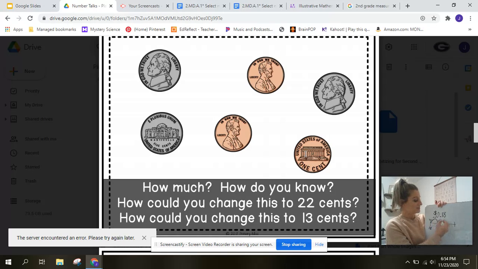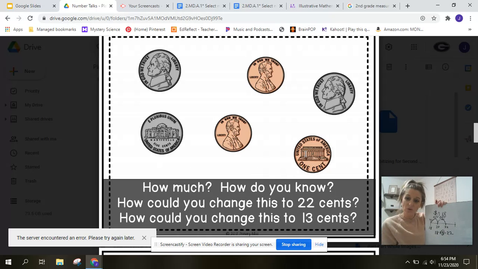I could just hop and add 2 more. Look at the top what I did. I added 2 and I added 2. How much did I add total? 4. So you're telling me that 18 plus 4 equals 22. Well, guess what? That means 18 cents plus 4 more cents makes 22 cents.